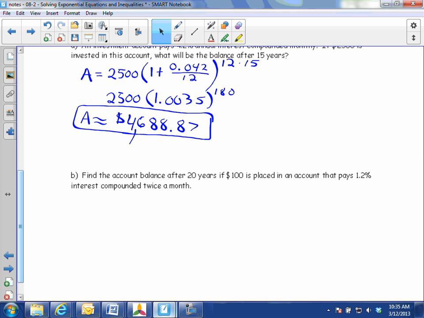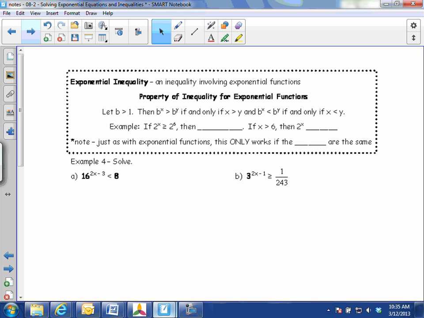All right, last thing on the last page. Exponential inequalities are exactly like what we did on the front side. However, in this case, instead of an equal sign, they put a less than or greater than or equal to. But it's exactly the same idea, exactly the same kind of steps. So if 2 to the x is greater than or equal to 2 to the 6th, then x is greater than or equal to 6.